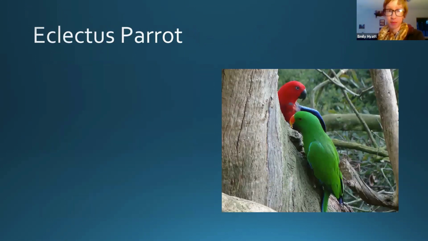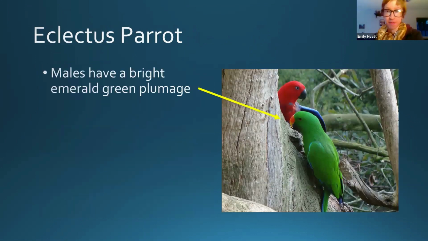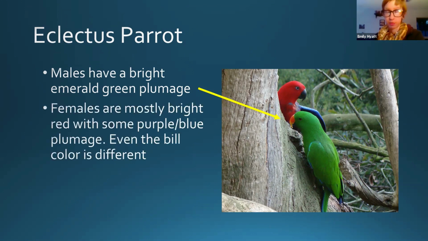The Eclectus parrot here, so these are actually a male and a female in the same image. So the males are the bright green emerald plumage, and the females are typically red. They have some blue and purple on them, but they're a completely different color. They're not a different species. They are the same species of bird, but the males and the females are completely different colors.